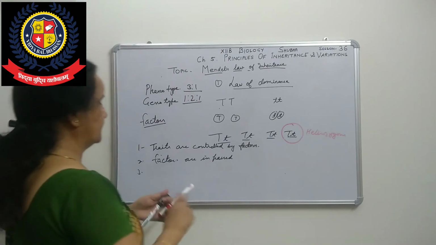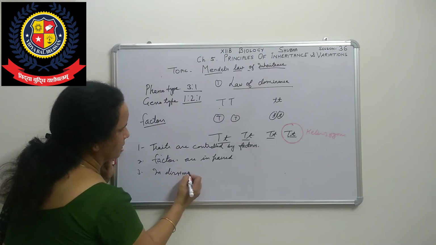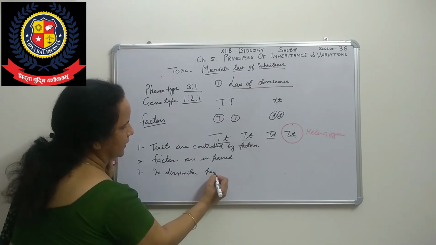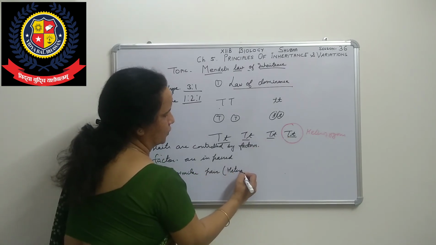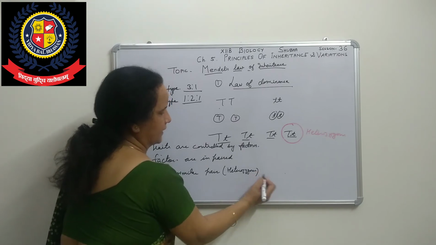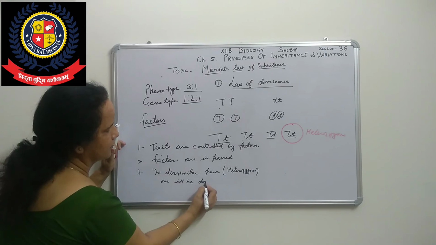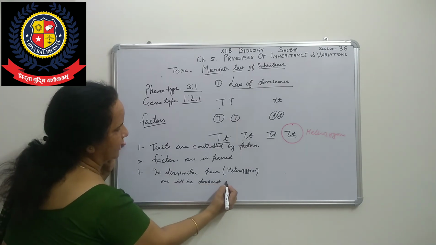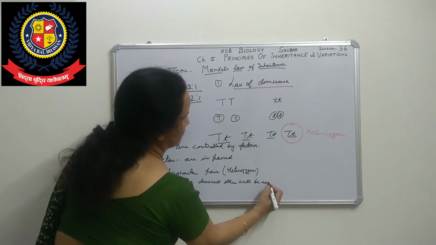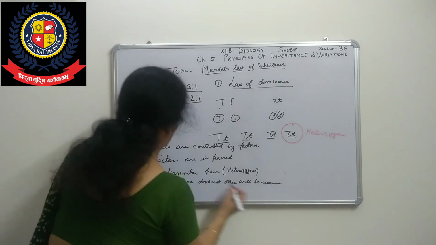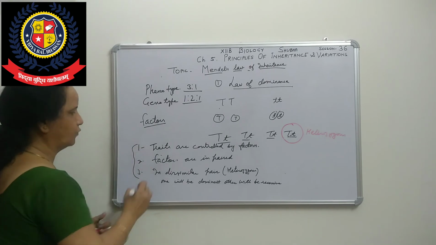So the third point says that in a dissimilar pair, that is heterozygous, one will be dominant and the other will be recessive. These points given by Mendel are called the law of dominance.